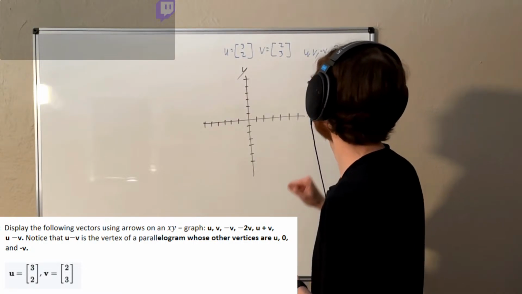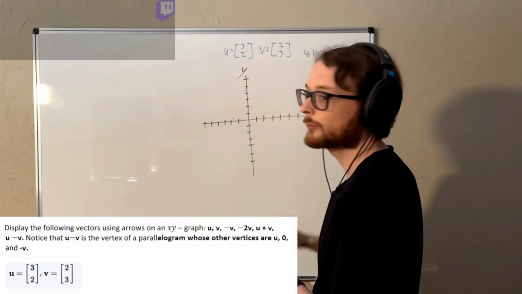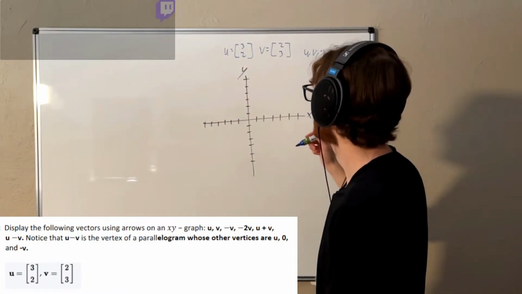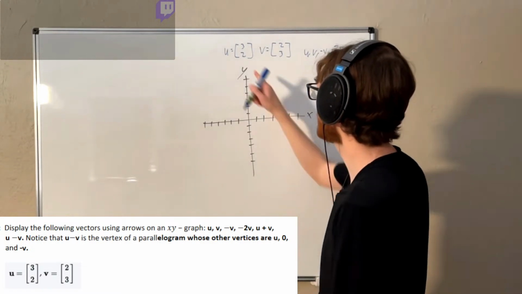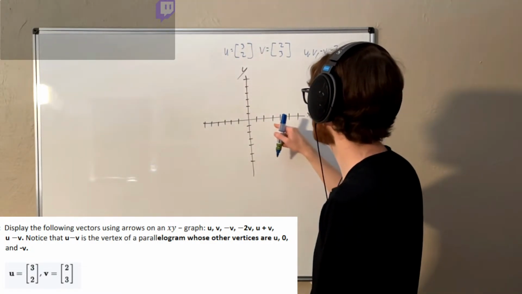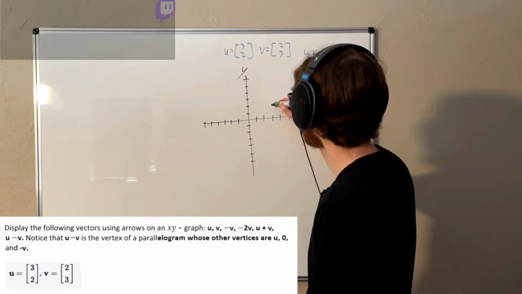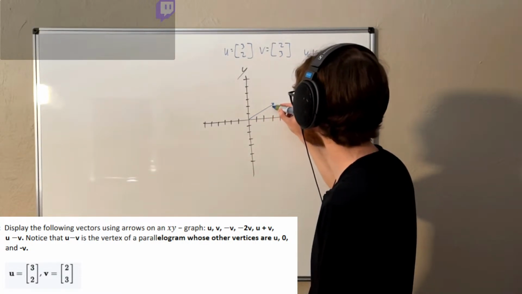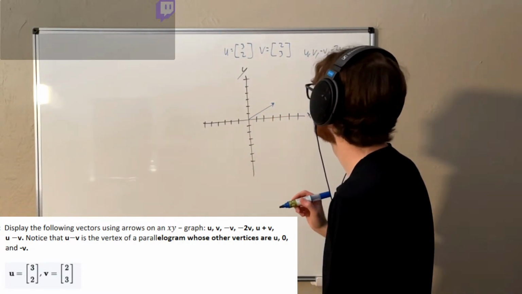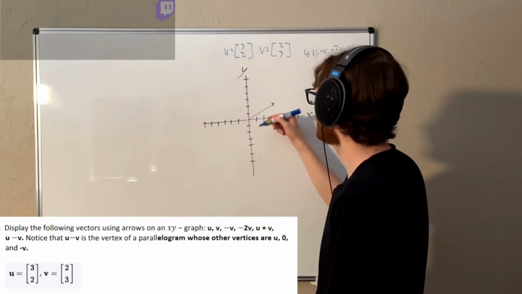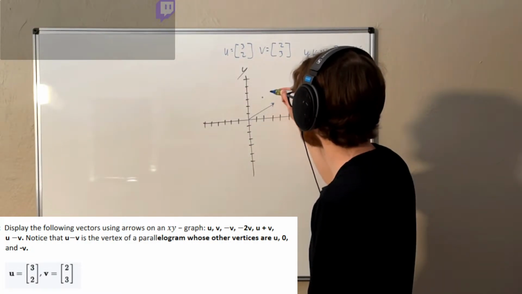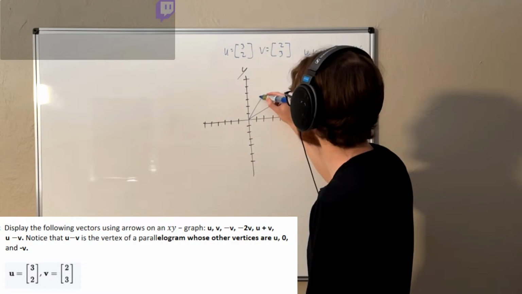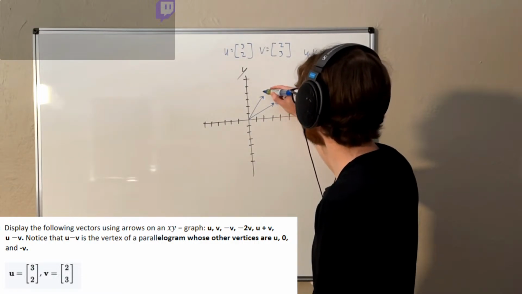All right, so for the first two, just doing U and V directly, that's a bit more direct, I guess. So if U is 3, 2, we go out 3 on the X. We go up 2 for the Y, right there, but it's a vector, so we make an arrow. We don't just do a dot. For V, we go to the right 2 and then up 3. I should probably label these. That's U, that's V.